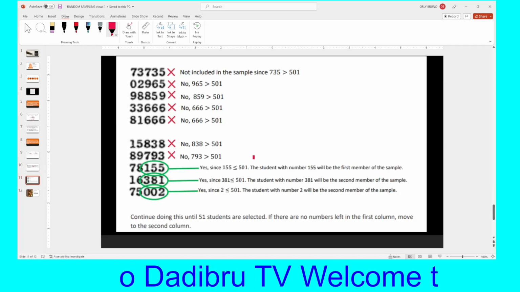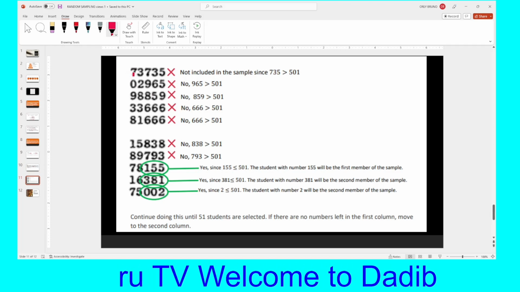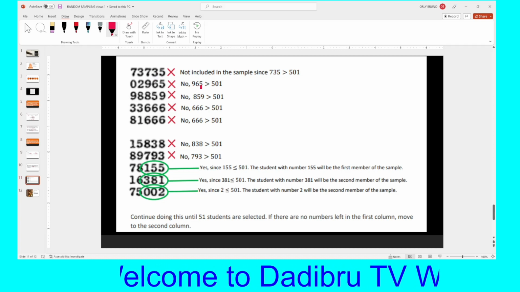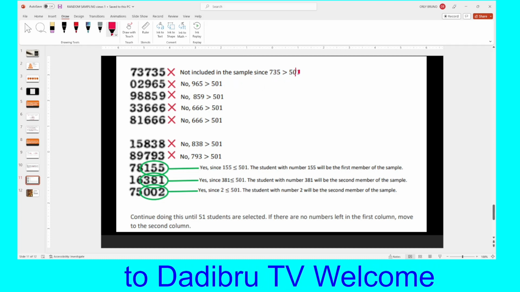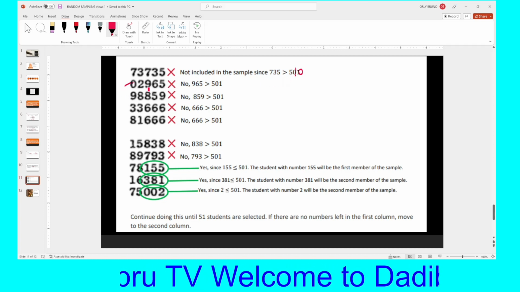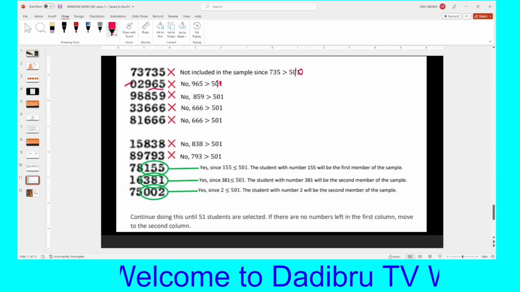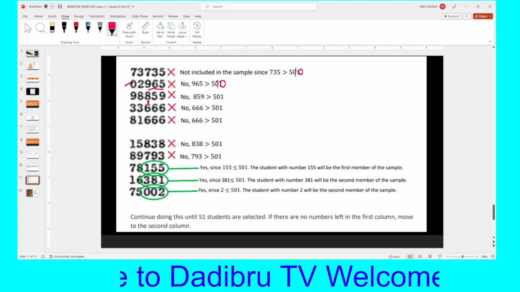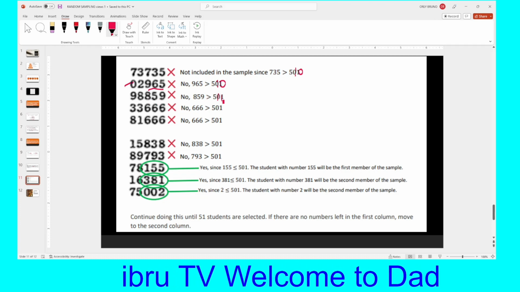Okay, example. Now look at the table, a sample random table. The first random number whose last 3 digits is 735. 735 is not included in the sample since 735 is greater than 510 population. The second random number is again not included because the last 3 digits is 965. 965 is greater than 510. The third random number is not again included because the last 3 digits is 859. And 859 is greater than 510.